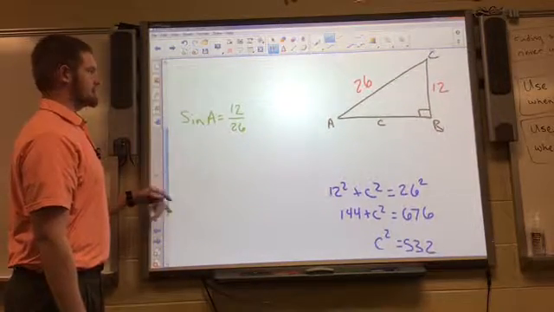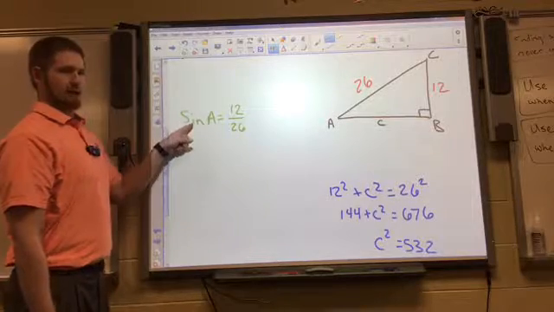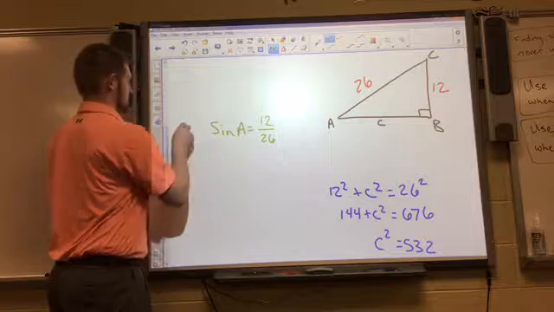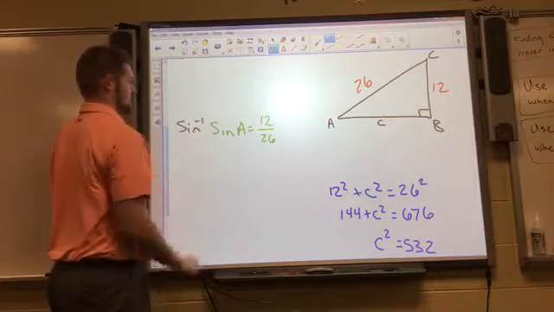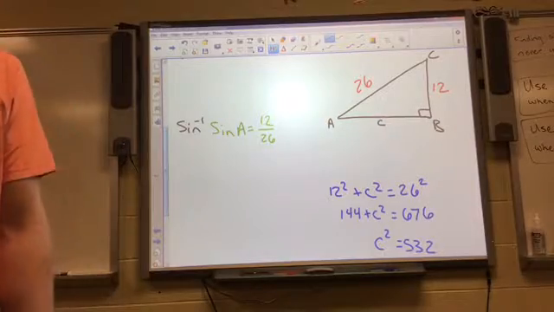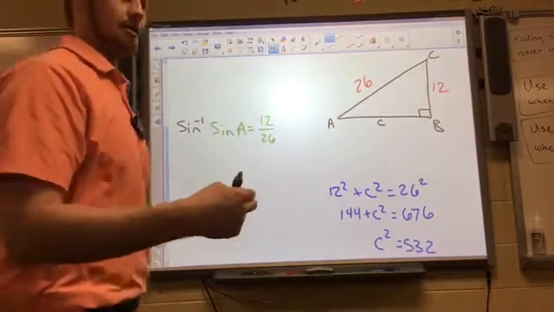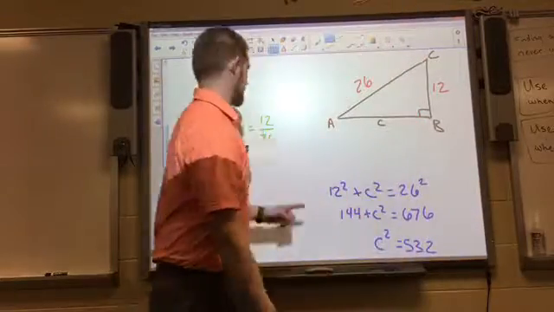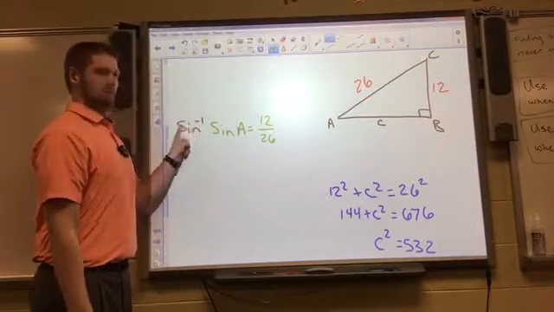So we have to find the inverse of the sine. What's the opposite of doing the sine? It's doing the inverse sine. On your calculators, under the sine button, you'll have to hit the second button to get there. On that sine button, you also have a button that looks like this. It's the inverse sine.